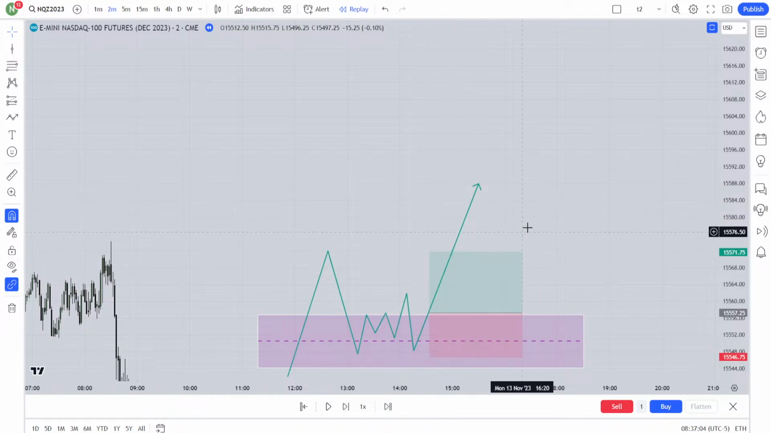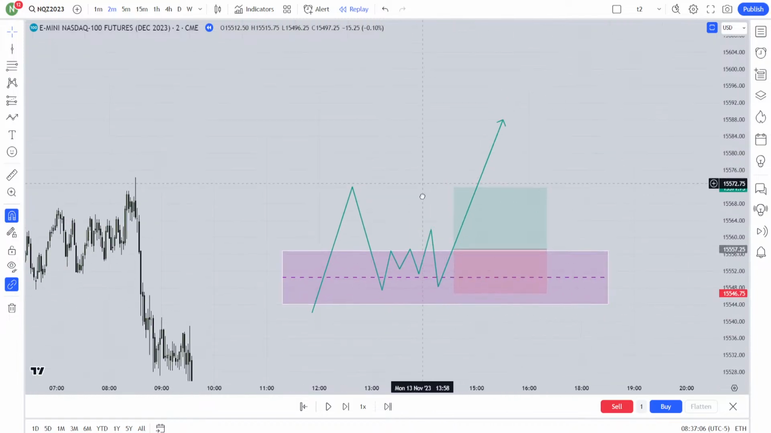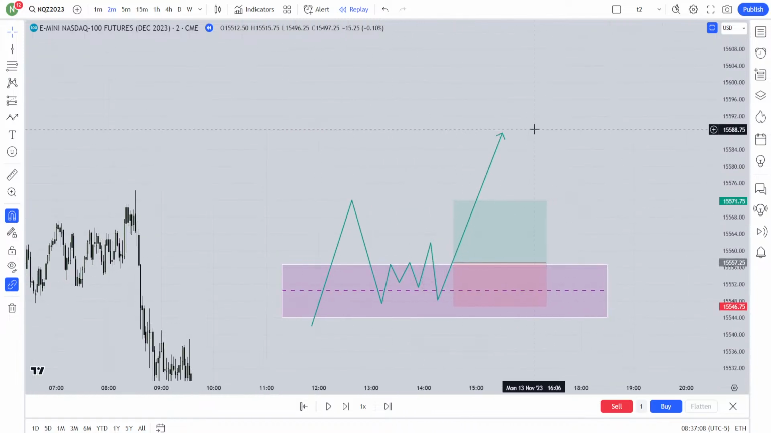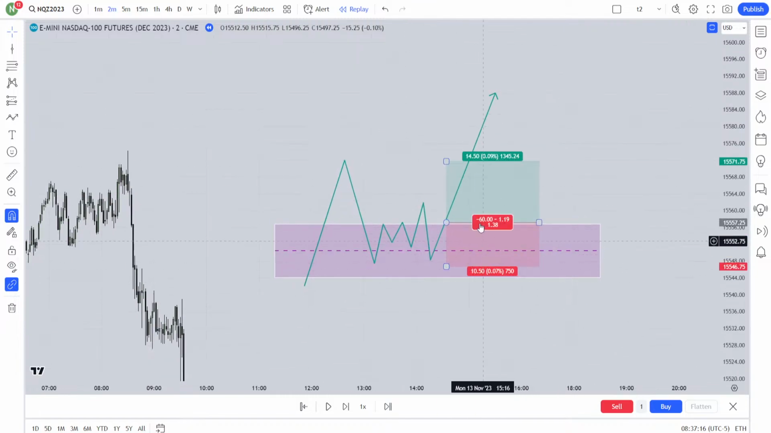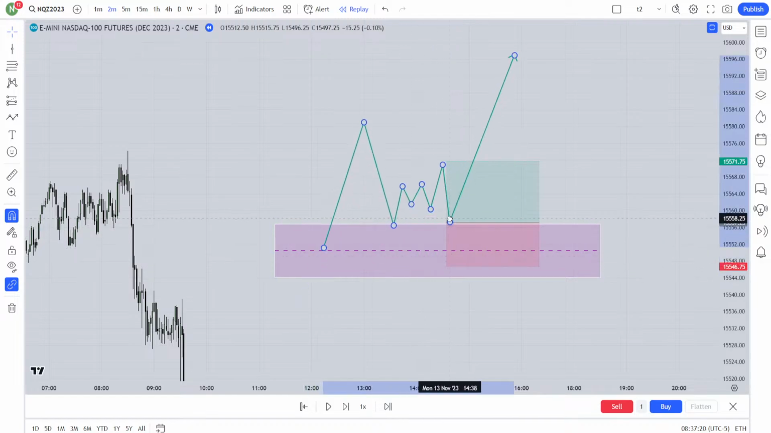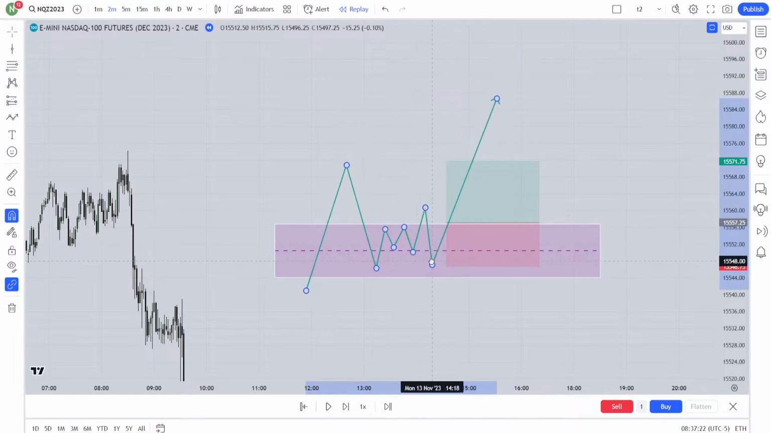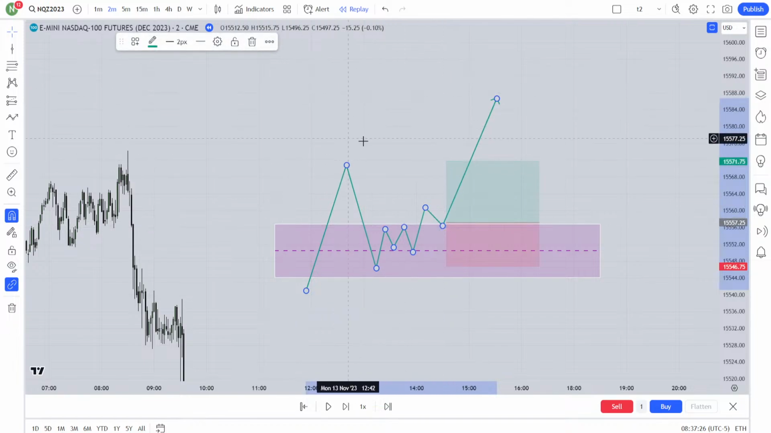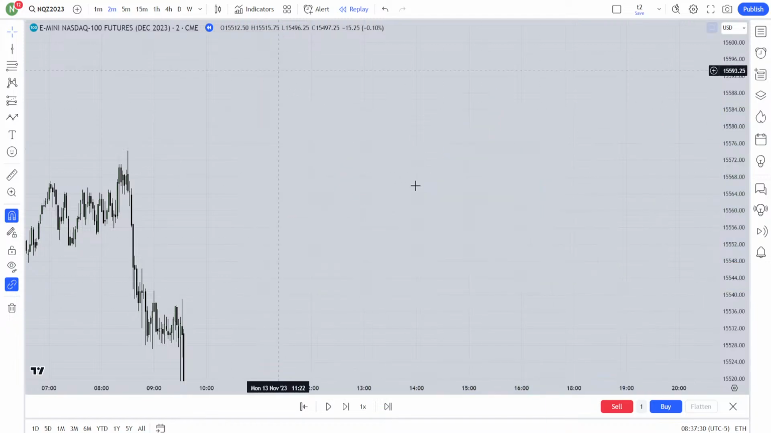And when this setup is valid, I need to see a very clean buy side liquidity here. If I don't see very clean buy side liquidity, I am not going to take that entry. There is no chance to take that entry. You have to find some buy side liquidity over here, otherwise this setup is not valid.